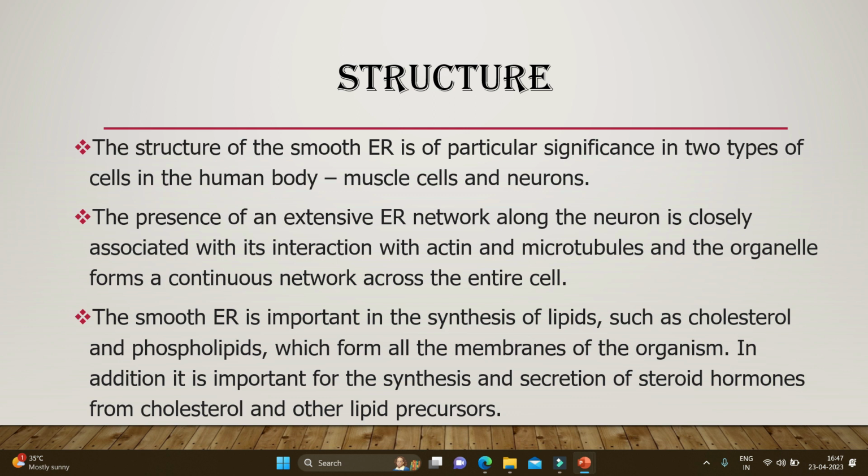The smooth endoplasmic reticulum is important in the synthesis of lipids such as cholesterol and phospholipids, which form all the membranes of an organism. In addition, it is important for the synthesis and secretion of steroid hormones from cholesterol and other lipid precursors.